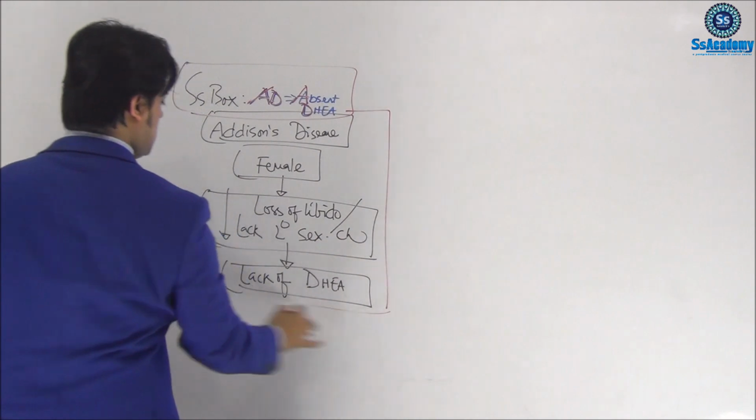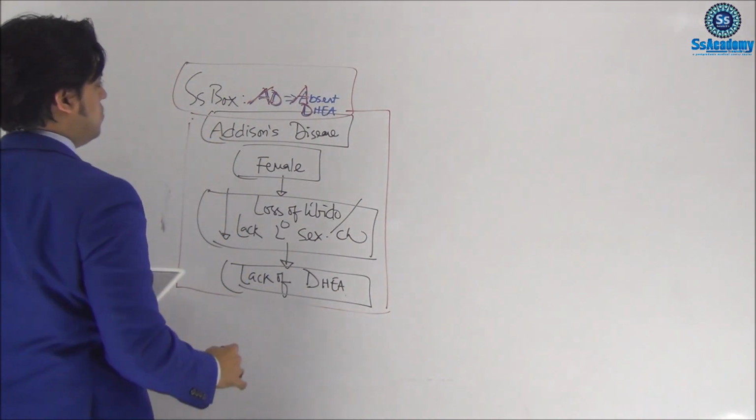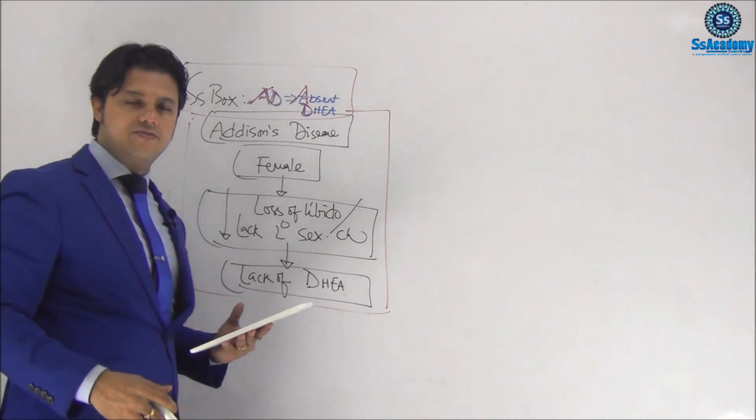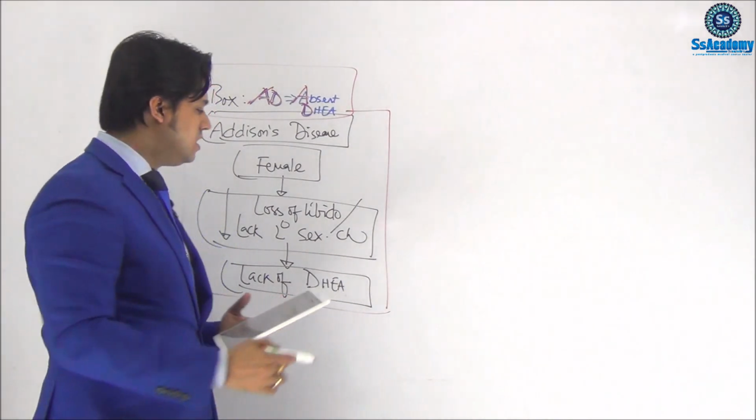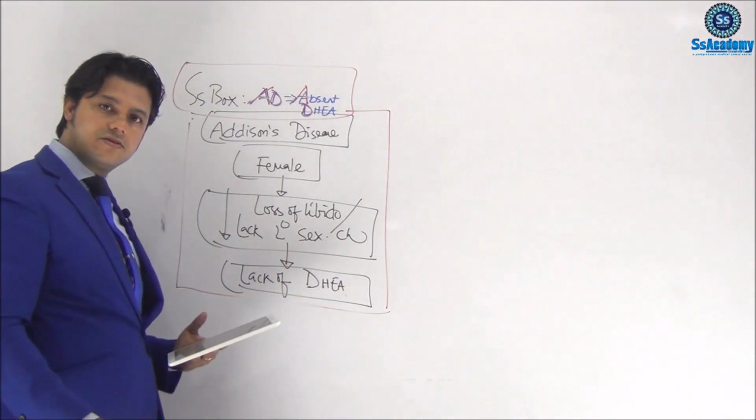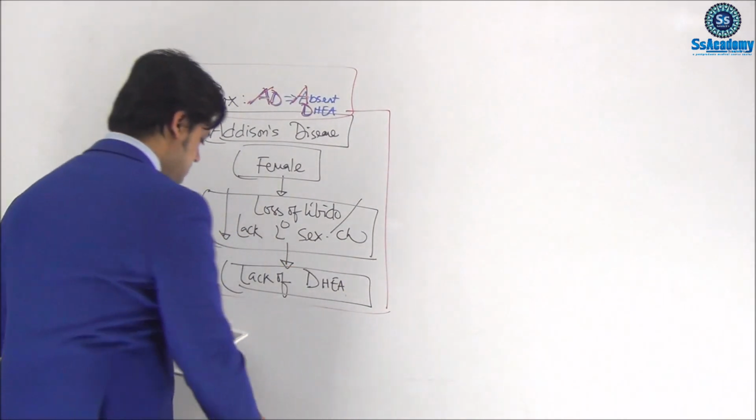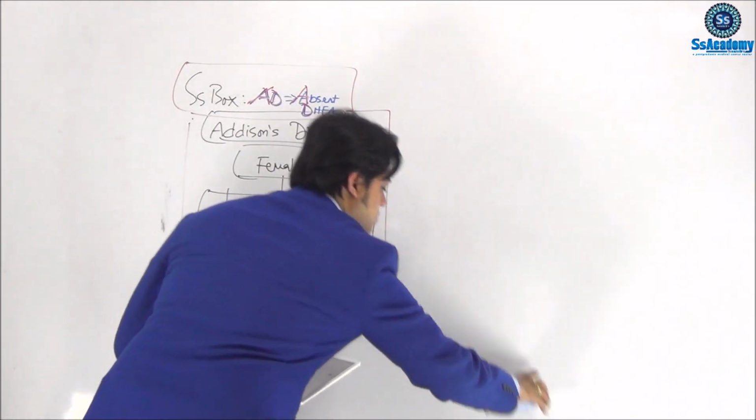That leads to this box so that you can understand why this is happening in Addison's disease, the female person having a loss of libido and loss of or lack of secondary sexual characteristics. I hope that you understood.